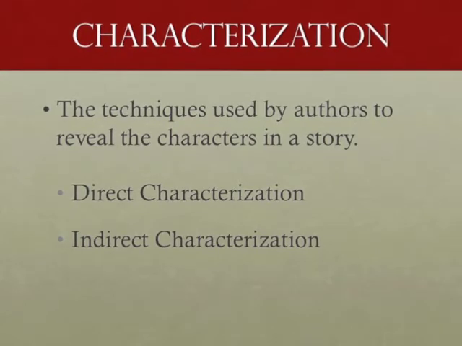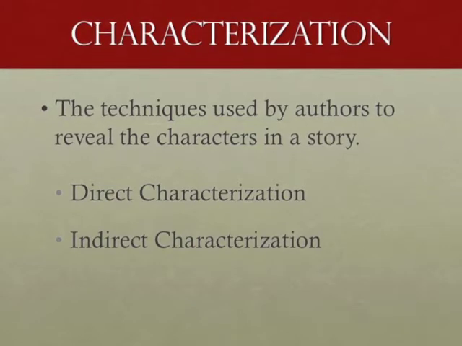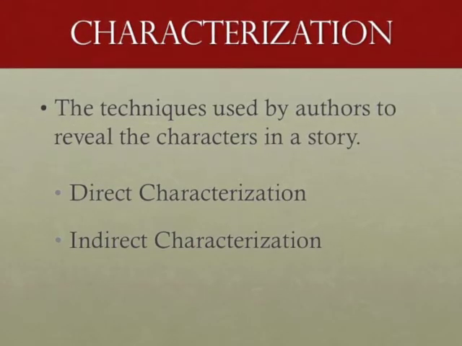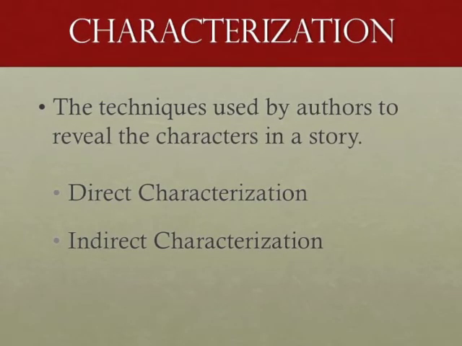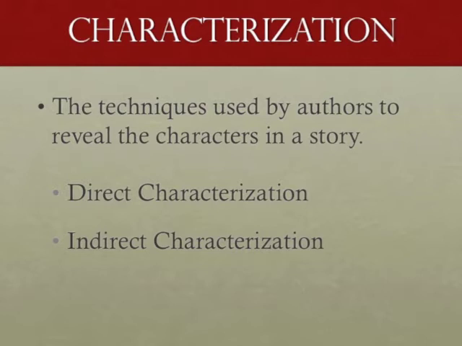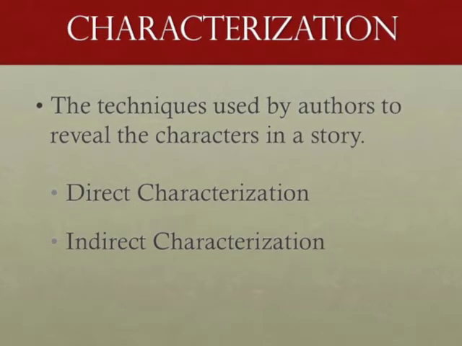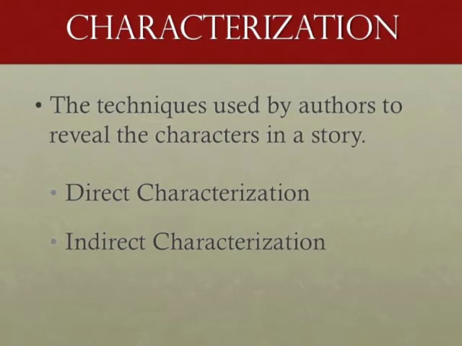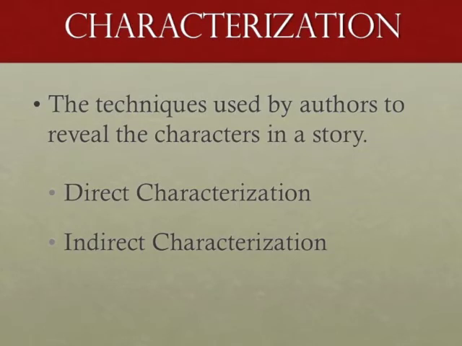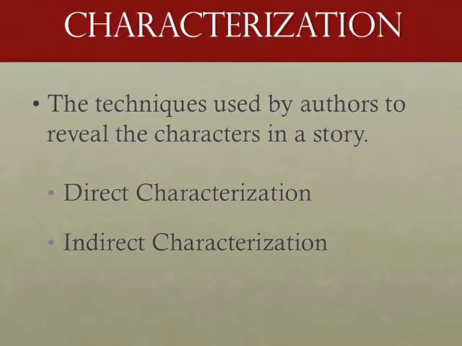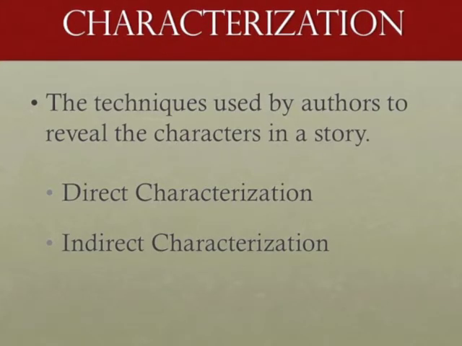Remember, we talked about characterization, and characterization is the techniques that are used by an author to reveal the characters in a story. Sometimes it's direct, meaning the author tells you about the character: he is a nice guy. And sometimes it's indirect, meaning you have to figure it out based on the way the character acts, things he says, things other people say about him. For example, if he's always helping people when they get in trouble, we can infer that he is a nice guy, and that would be indirect characterization teaching us about the character.